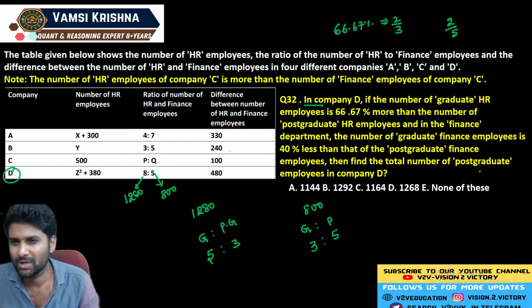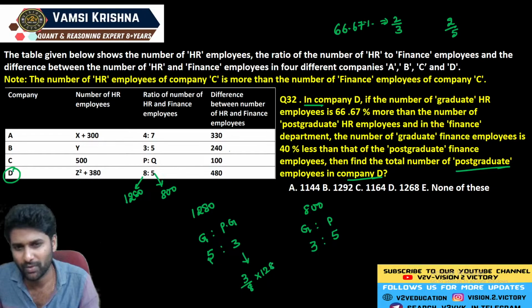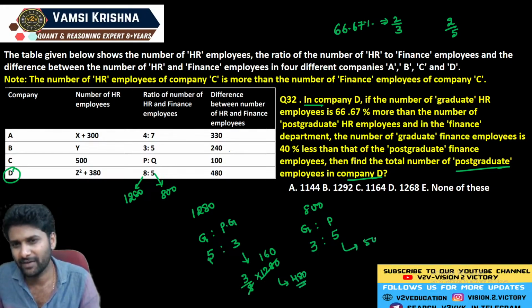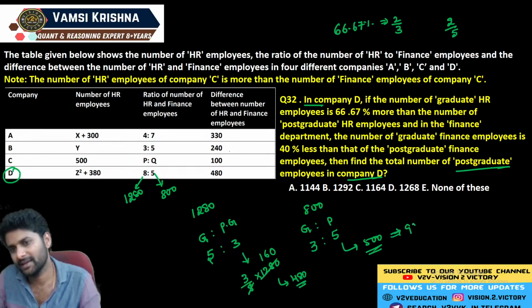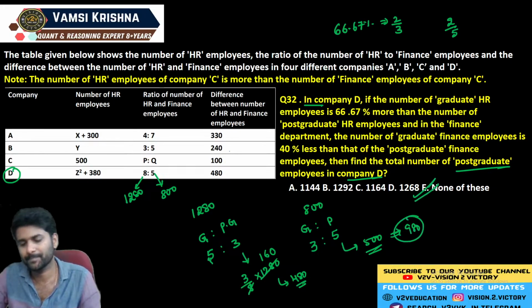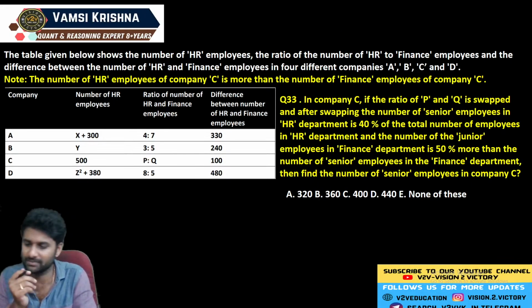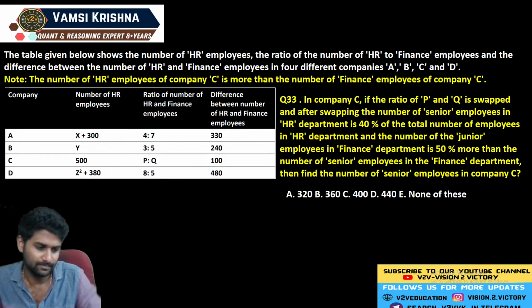Another question, find the total number of postgraduate employees. So we have to identify that postgraduate means 3 by 8 of 1280. So here 8 ones are 8, 8 sixes are 48, 160. So total value becomes 480. Now here value becomes 500. So it's clear. So sum of these values is exactly equal to 900. Go through the next question.